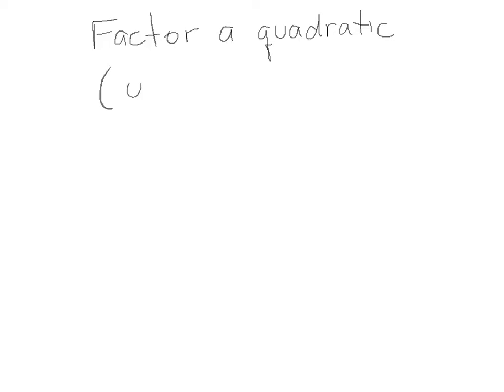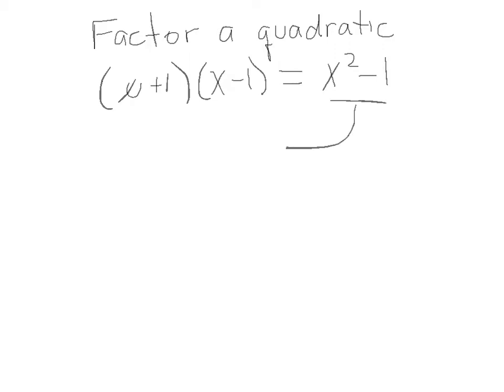Okay, this is 4.3, and it's how to factor a quadratic. If you'll remember, we've already talked about how to FOIL a quadratic to get back to the standard form. So this is how to go from this backwards.